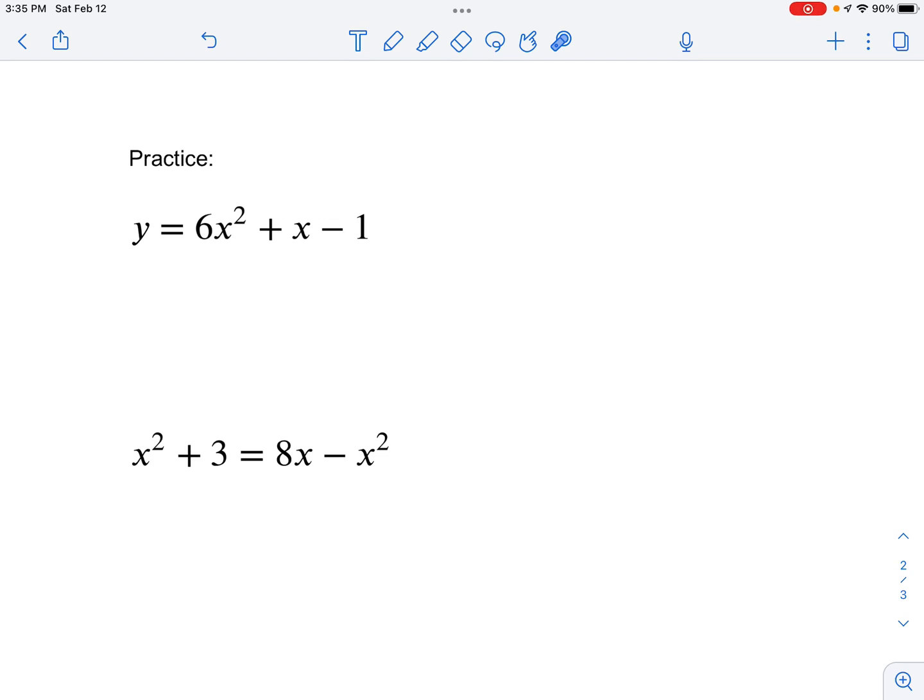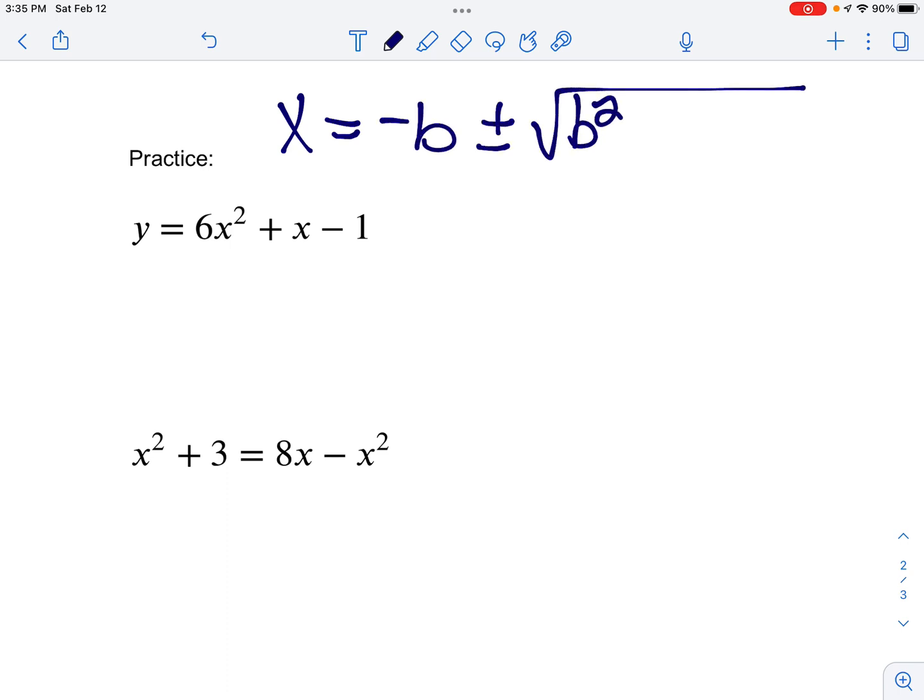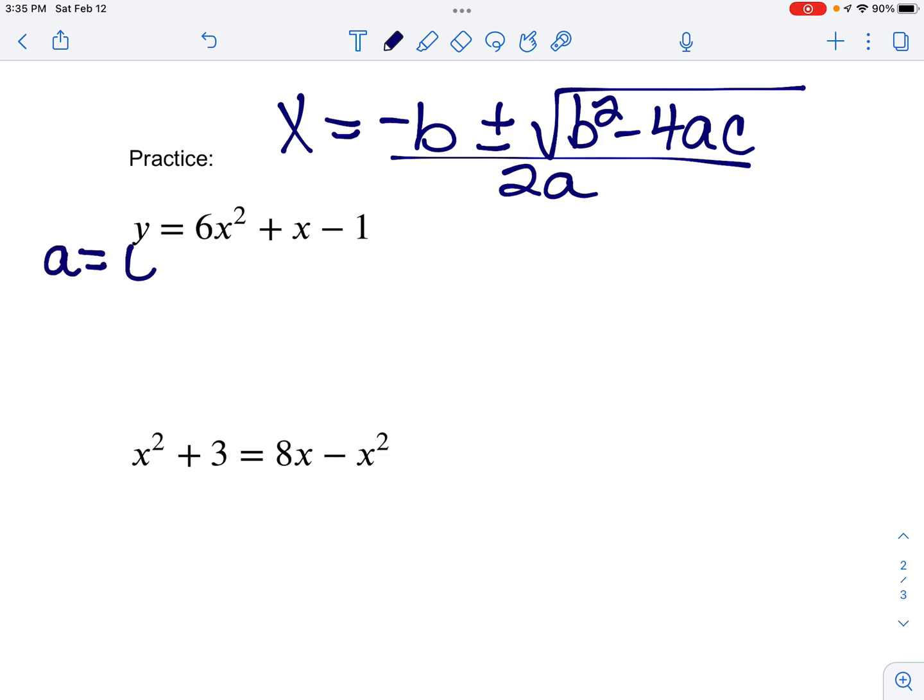Okay, I'm going to do a few examples with you using the quadratic formula from what we talked about on Friday. So if you remember, the quadratic formula is x equals negative b plus or minus square root of b squared minus 4ac all over 2a. So the first example, we need to identify our a, b, and c. So a is 6, b is 1, and c is negative 1.